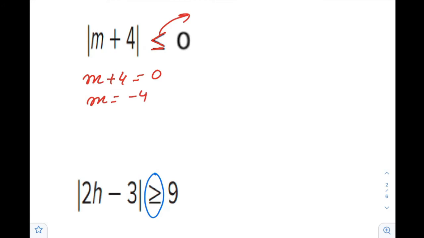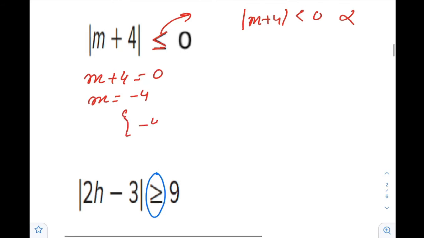So the only value that makes this inequality true is when m equals minus 4, because there is no value that makes the less than 0 inequality true. Less than 0 will never happen. So we will look for only the value that makes this expression equal to 0, when m is minus 4. So the solution here is just one number.